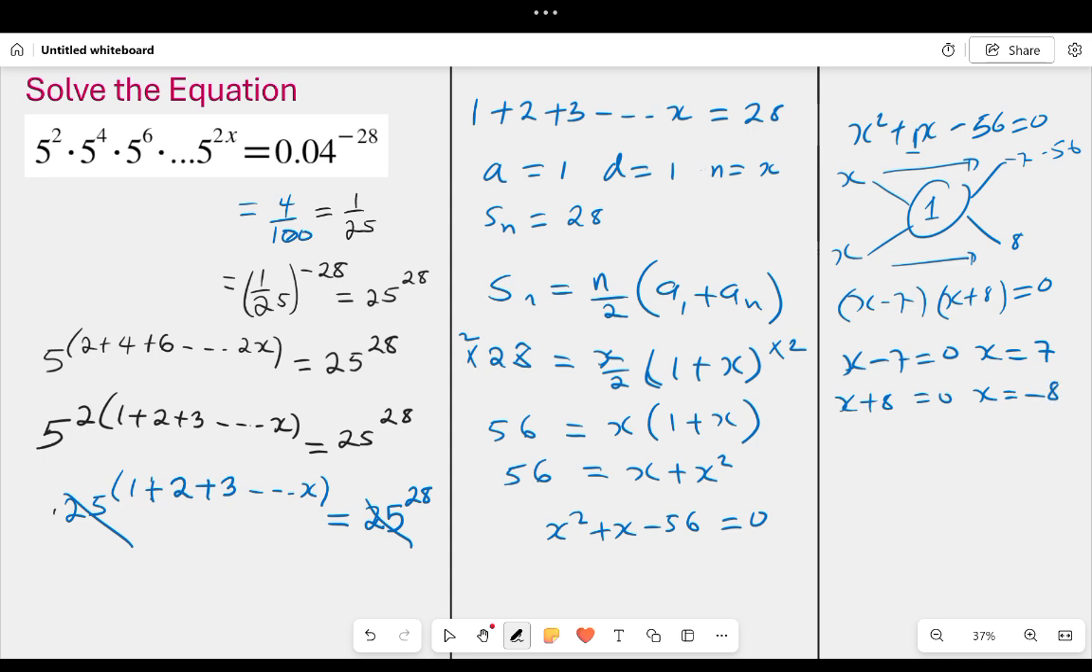So now let us examine this carefully. Should x be negative 8? Let's see. If x is going to be negative 8, then 5 to the power 2x is going to be 5 to the power negative 16. But according to the pattern, all the numbers, they are increasing by 2 each time. Therefore, it does not make sense for our x to be negative 8. Therefore, our answer is actually x is equals to 7. x is equals to 7. All right, that's our final answer.